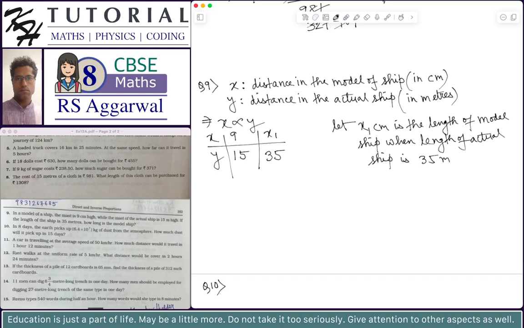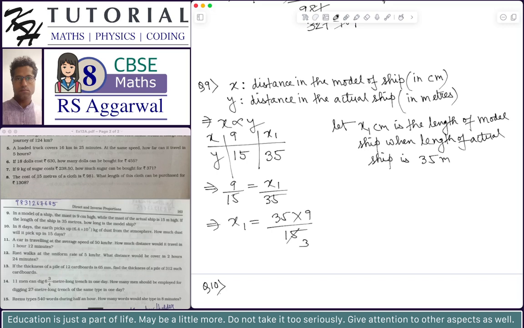You must be very careful with the units. So all the corresponding values of y must be of the same unit and all the corresponding values of x should be in the same unit. So now we can apply the fact that 9 by 15 should be equal to x1 by 35. From here we can solve for x1 as 35 multiplied by 9 divided by 15.